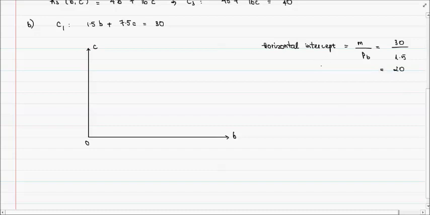Okay, so for those who are choosing C to be on the horizontal, then the horizontal intercept will have to be M divided by PC. In this case, I got the vertical intercept is M divided by PC, and that is 30 divided by 7.5, and that is going to give me 4.